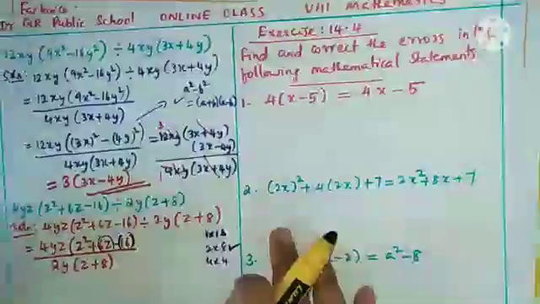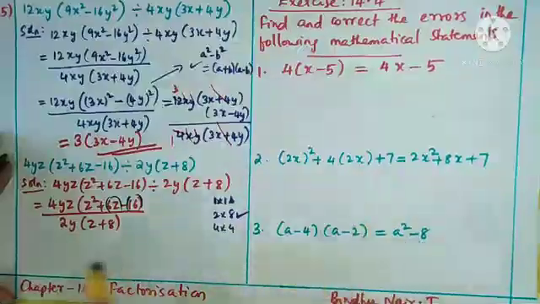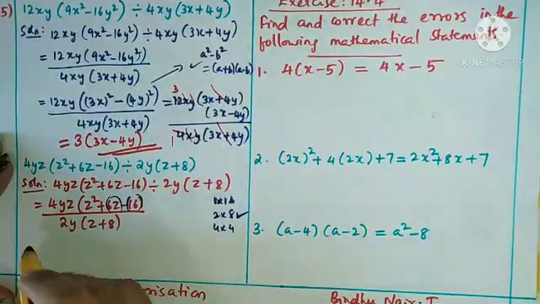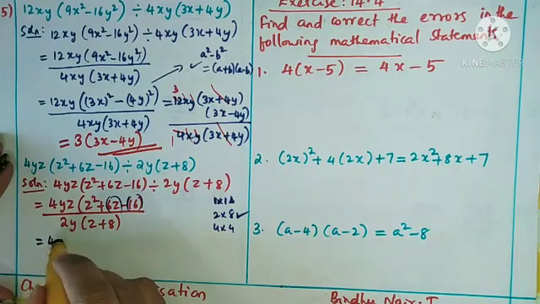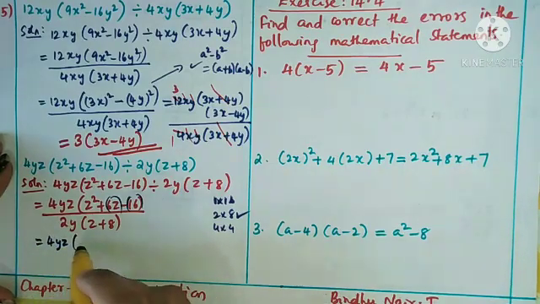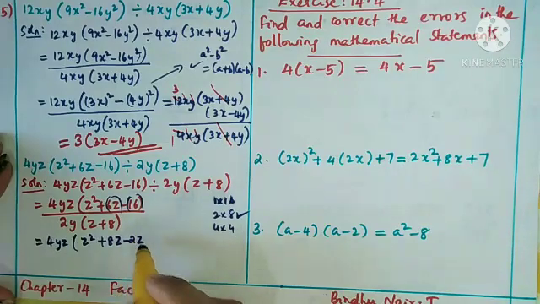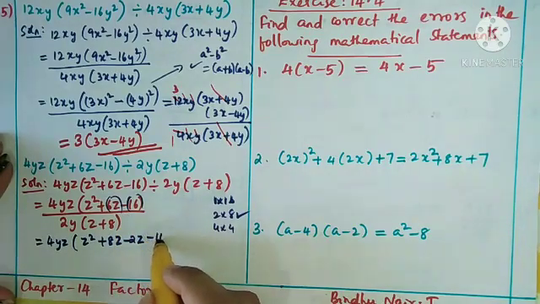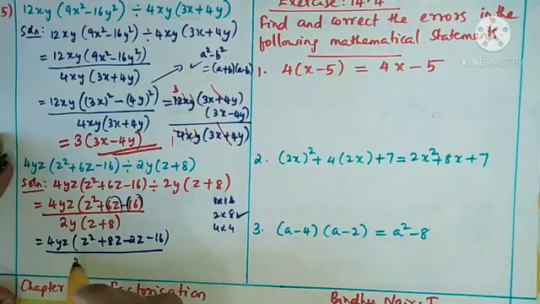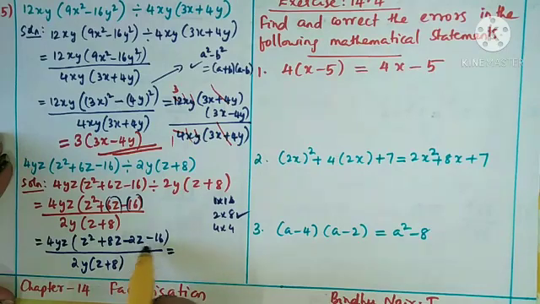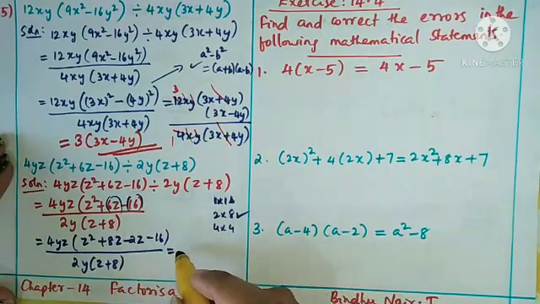So how to write this? We are going to split. That is equal to 4yz into z square. The 6z I am going to write as 8z and minus 2z. Then the last term, minus 16, by 2y into z plus 8. Now again you want to group the terms. Z square and 8z one group, and 2z minus 16 one group.